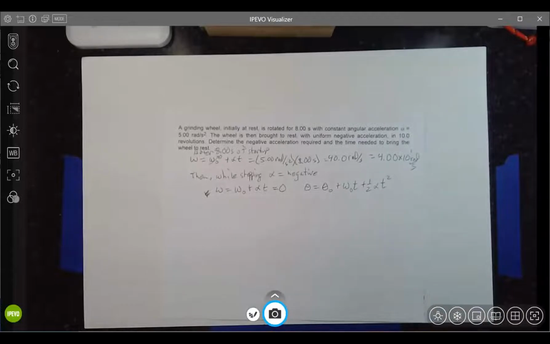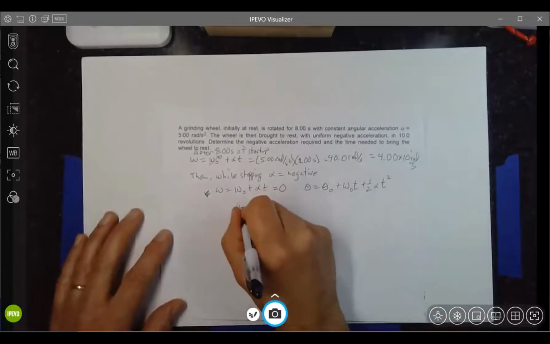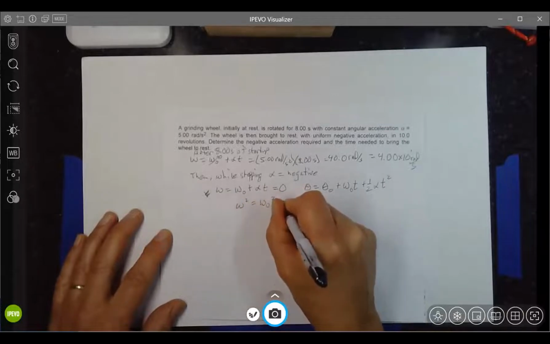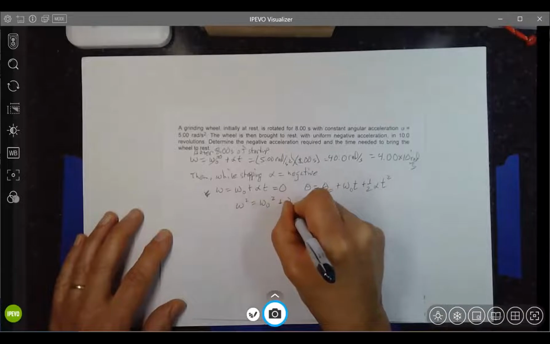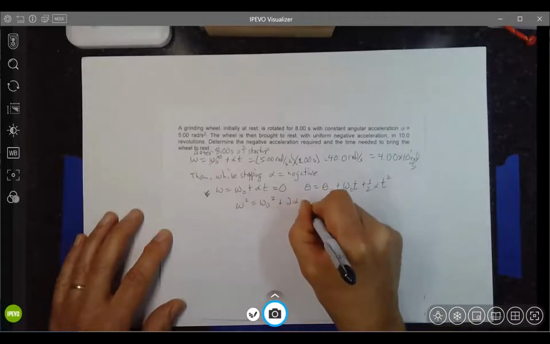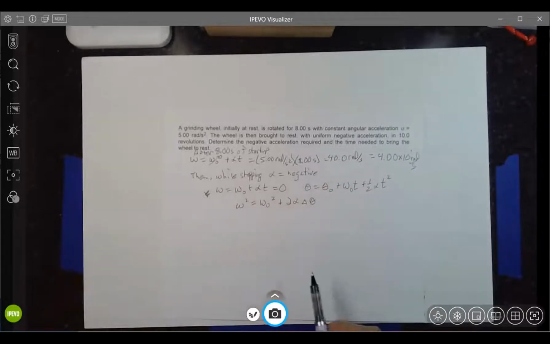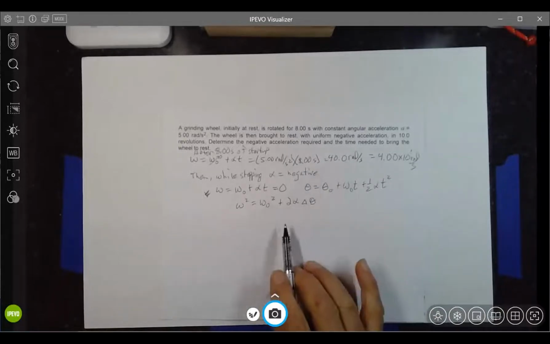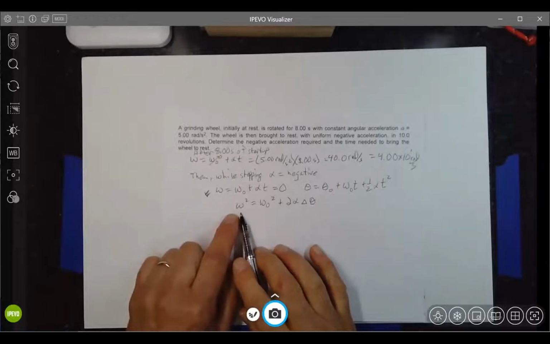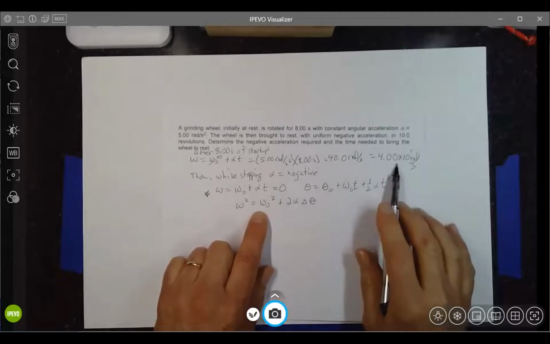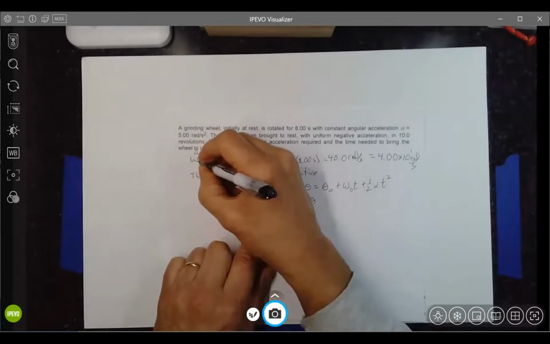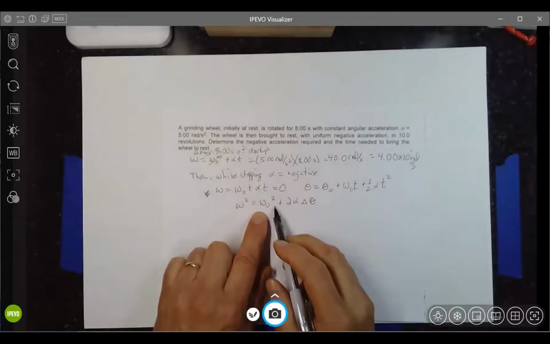But there's that third equation, which is omega squared equals omega naught squared plus 2 alpha delta theta. And this one doesn't involve t. I'll find t eventually, but I know what this is because it's going to be 0 when it's brought to rest. I know omega naught, that's what I just figured out. I like it that way better. So I'll call that, well, that's not omega naught.